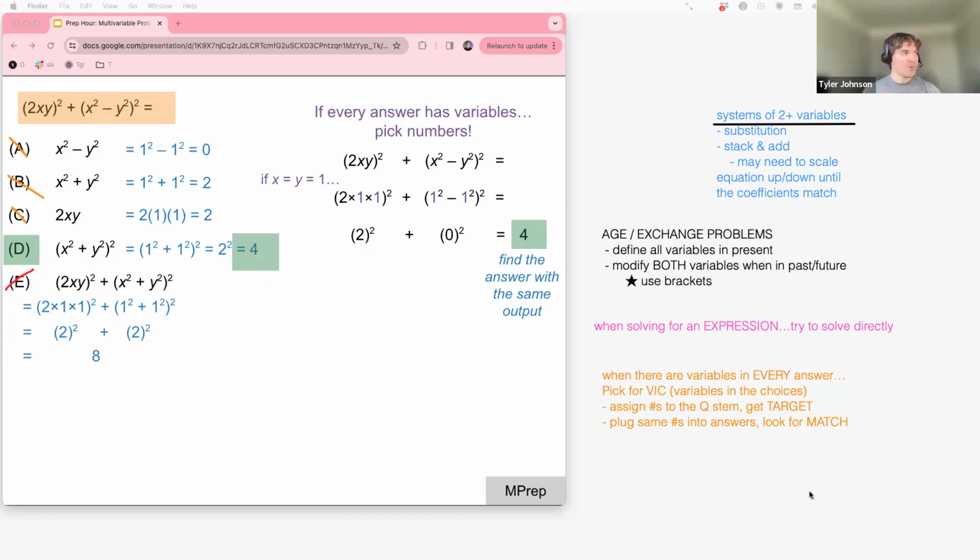Okay, so let me show you all one more. It's another one of these where there's going to be variables in every answer choice. So see if you can apply that new technique here to get the correct answer.